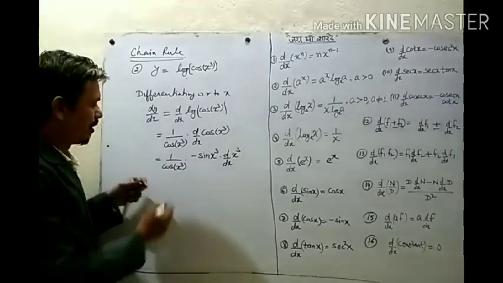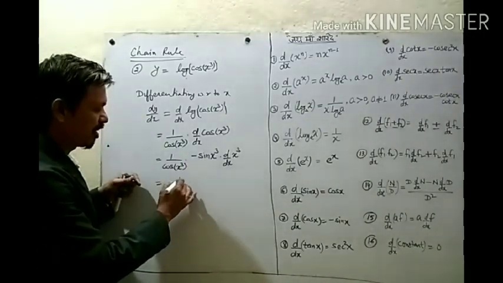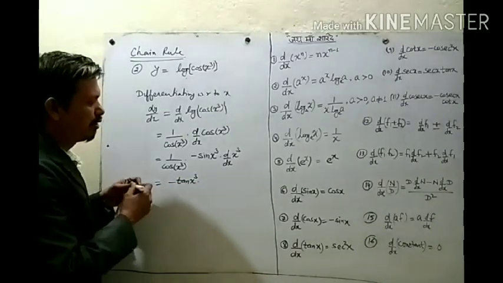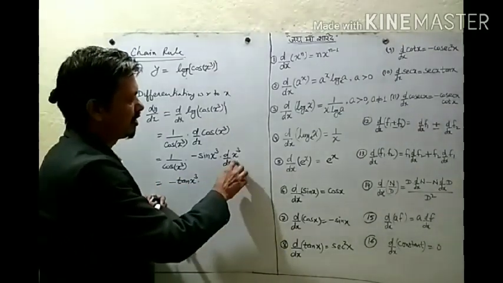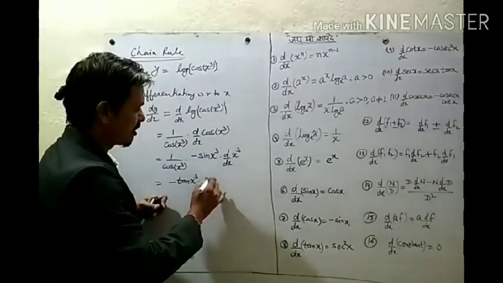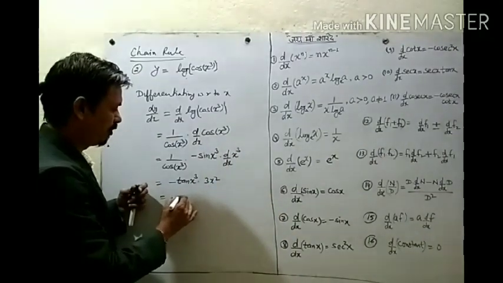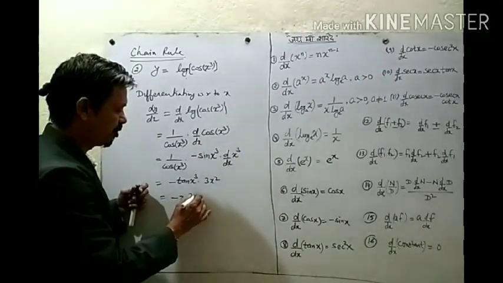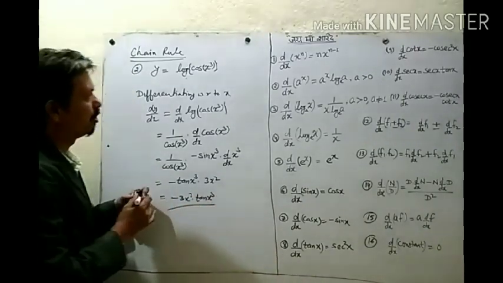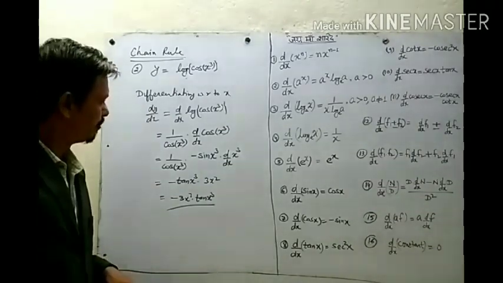So now it is minus sin x cube by cos x cube. We can write tan x cube into the derivative of x cube. It is our standard form, x to the power n, so its derivative is 3x square. So now we process over here and we get minus 3x square into tan x cube. So this is the derivative of log of cos x cube.